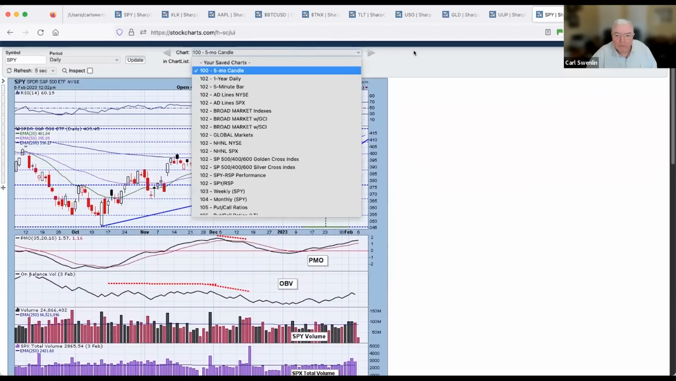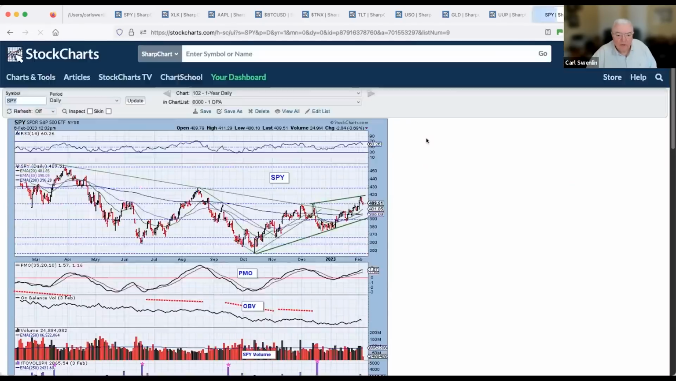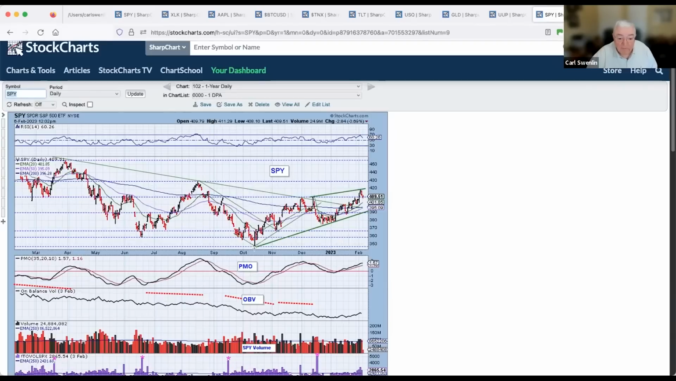Let's go to, I want to look at the 1 year. Notice we had a bottom in October, which seasonality wise, that's what we would expect. From May through October is a negative seasonality period, 6 months. And now we have 3 more months to go in a positive seasonality period, which goes from 1st of November till the end of April.